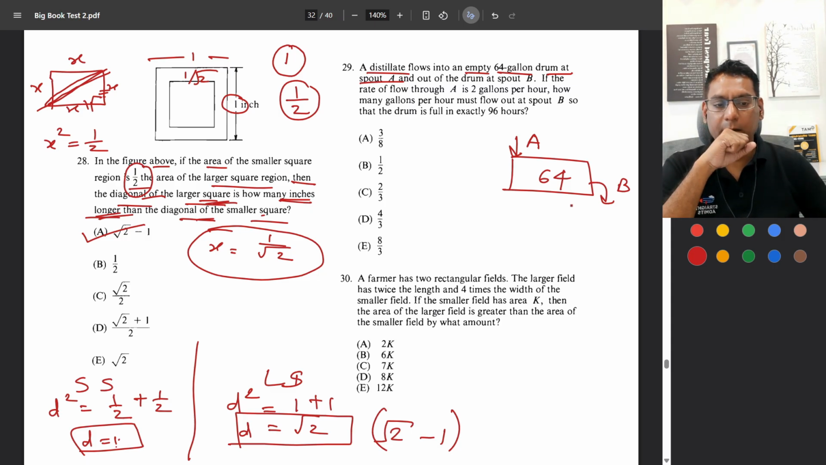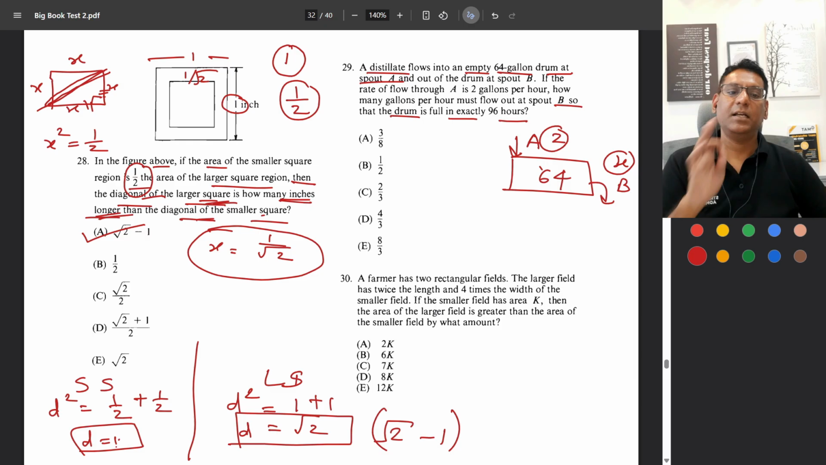Okay, fine. If the rate of flow through A is 2 gallons per hour, so this is 2 gallons per hour, how many gallons per hour must flow out? What should be the rate here? That's what they are asking. Out spout B, so that the drum is full in exactly 96 hours.